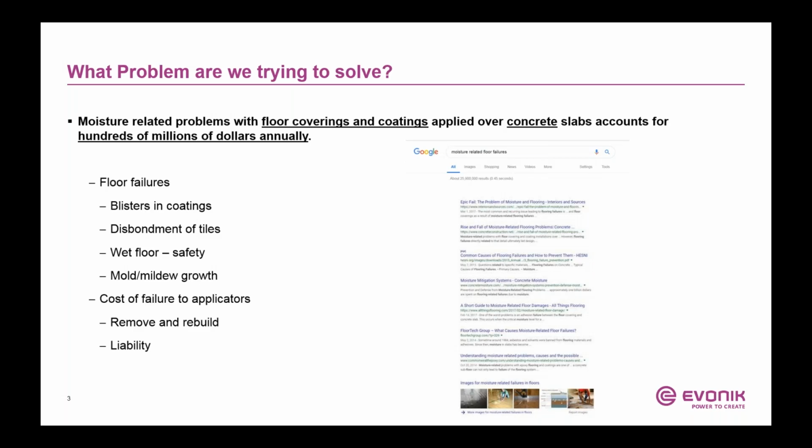Some of the examples I have listed here might seem trivial, but it is actually a big problem, because a lot of times the applicators have to remove the flooring system. It's sometimes not just one coating; they might have to remove multiple layers. And then after removing it, they have to rebuild. So that's a significant cost right there. There could be a cost of remediation, and then, of course, there could be liability. As I mentioned, it can be very costly.